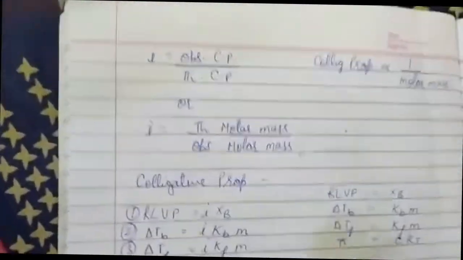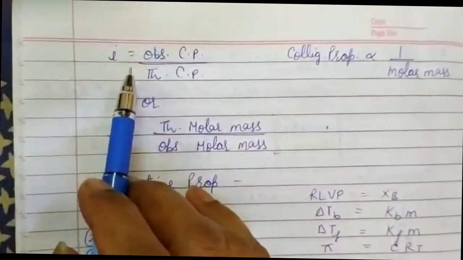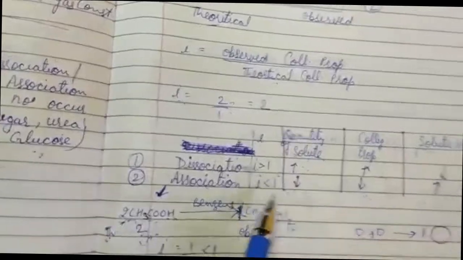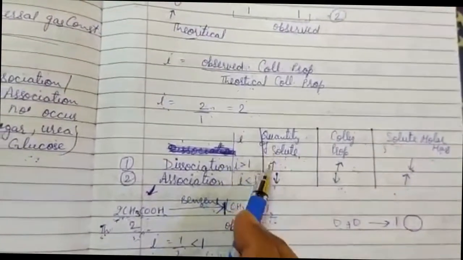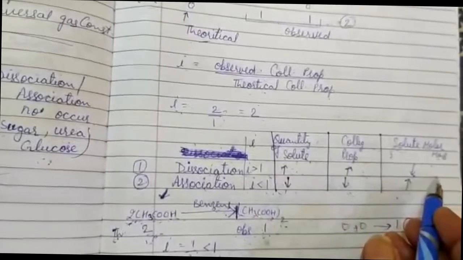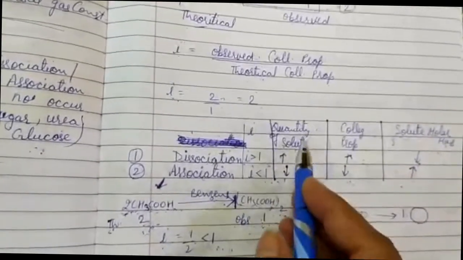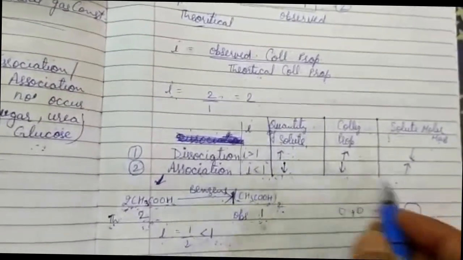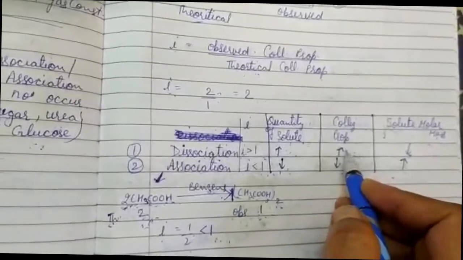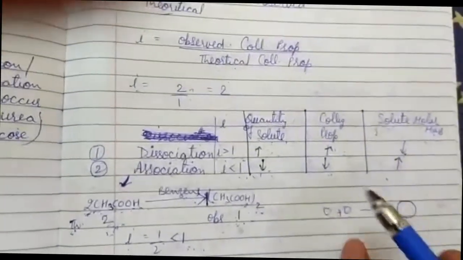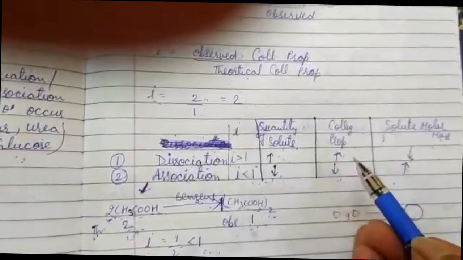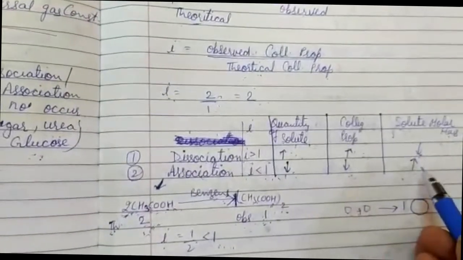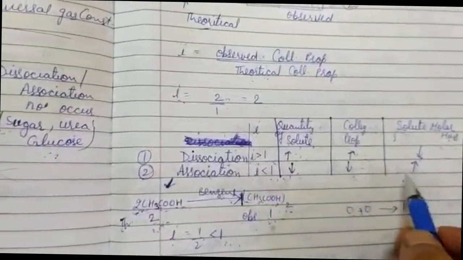Now, in the I formula we have seen the observed colligative property divided by the theoretical colligative property. Here we can see one relationship. In dissociation, if the quantity of solute is increasing, then the molar mass is decreasing. In association, the quantity of solute is decreasing, then the molar mass is increasing, which means both are inversely proportional to each other. You can see in the colligative property also, if the colligative property increases, then the molar mass will decrease. If the colligative property decreases, then the molar mass will increase, which means both are inversely proportional to each other.